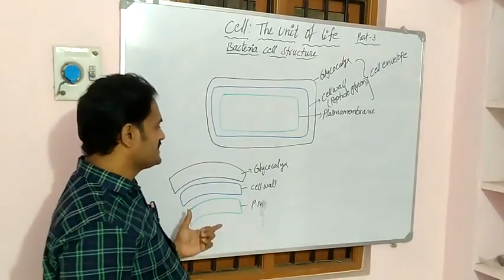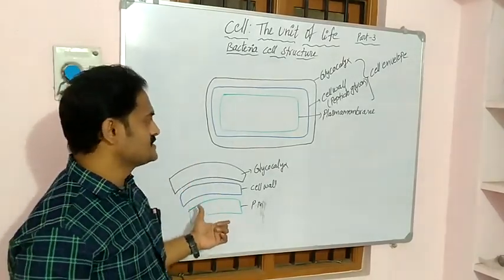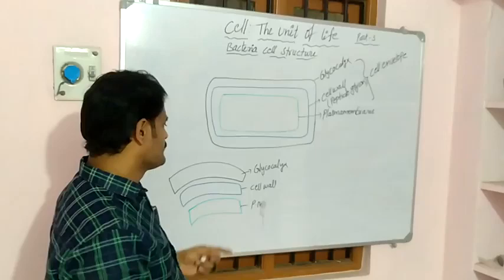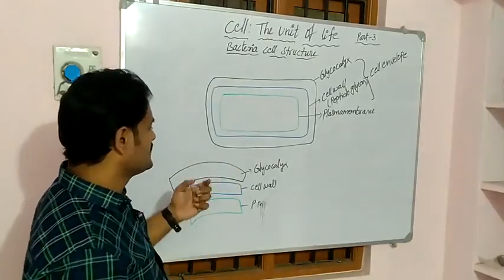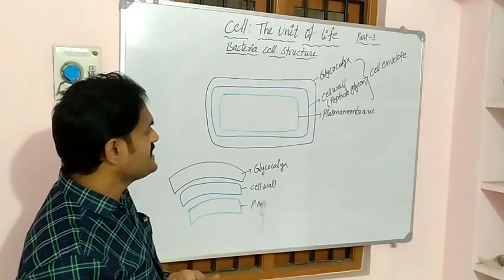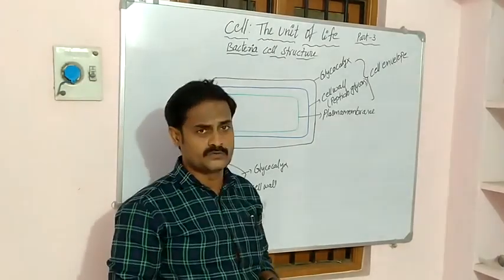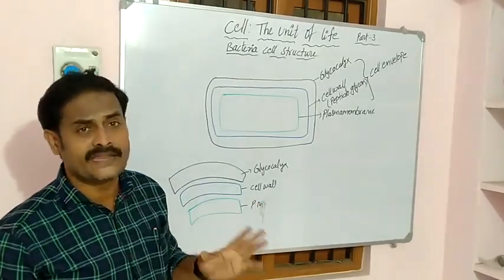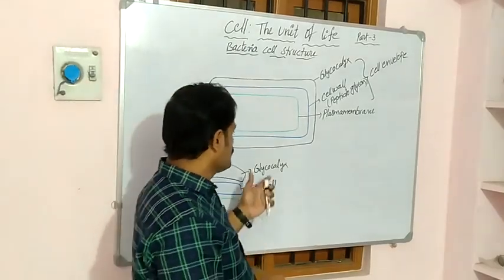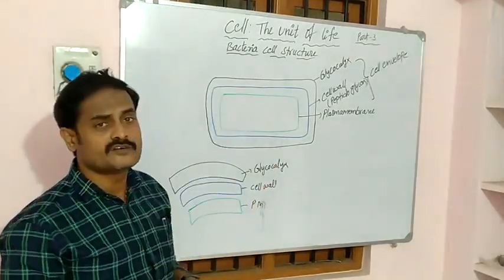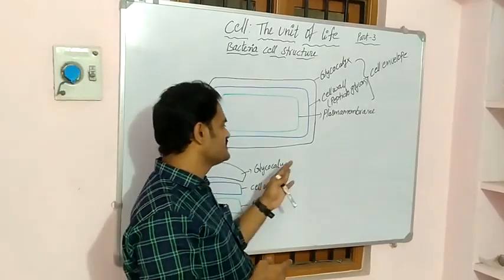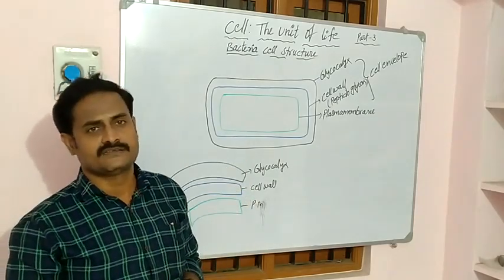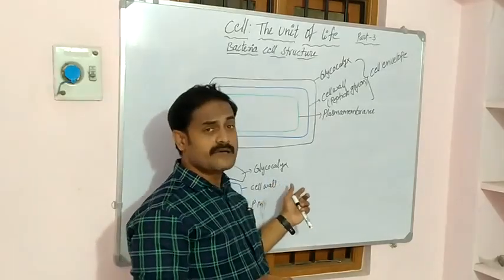Why I draw them separately is because all bacteria are classified into two types based on their envelope. So what are the types of bacteria? The bacteria are majorly classified into two types: one is gram positive bacteria, and the other is gram negative bacteria. How do we find out which is gram positive and which is gram negative? We are going to conduct one experiment, the gram stain.